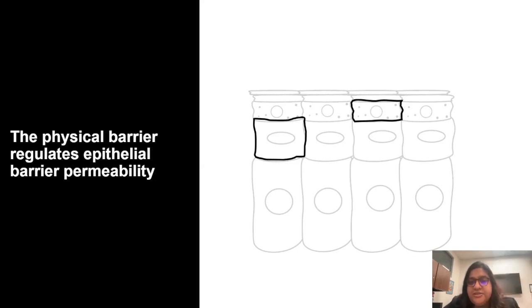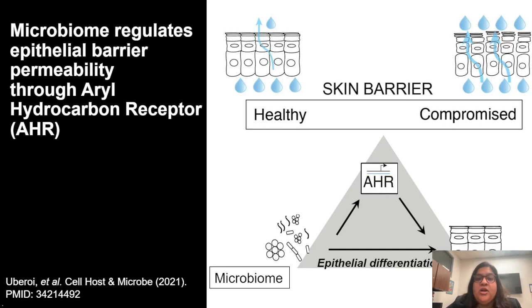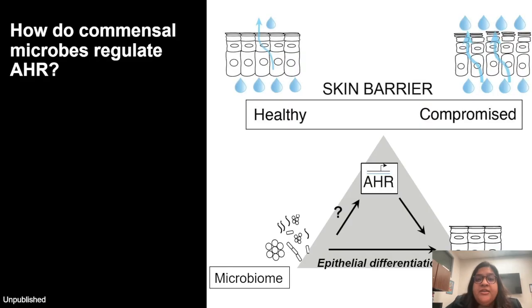What I'm going to tell you today is how we found that the skin microbiome regulates this epithelial barrier permeability function of the skin. And then I'm going to delve into some of the mechanisms by which it does that. So we found that it can do so through regulation of the aryl hydrocarbon receptor, and it can also do so by certain properties of the commensal microbes. And exactly what some of those mechanisms are is also something I'm going to talk about.